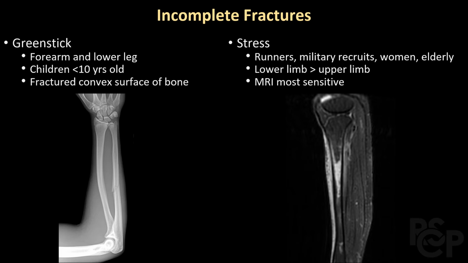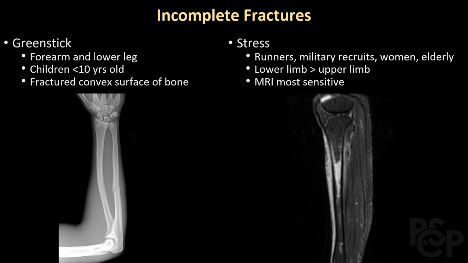Next, we're going to talk about types of incomplete fractures, first one being a greenstick. These are often seen in children under 10 years old, typically in the long bones, mid-diaphyseal, typically in the forearm and the lower leg. And these are incomplete fractures, meaning the fracture line doesn't go all the way through the bone. Typically, the fractured segment of the bone is the convex surface. There's typically an angulated longitudinal force applied down on the bone, which is why these are often called bending bone fractures.